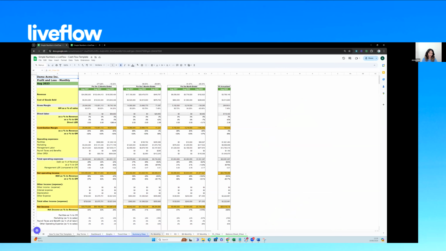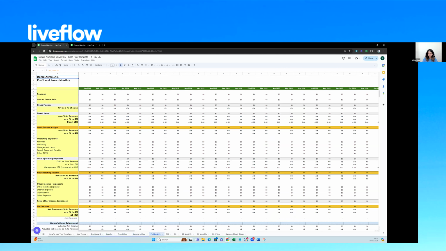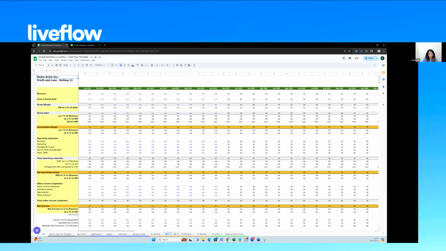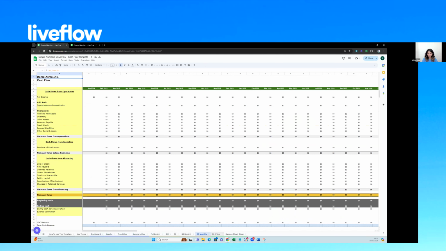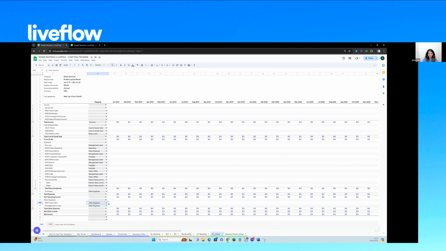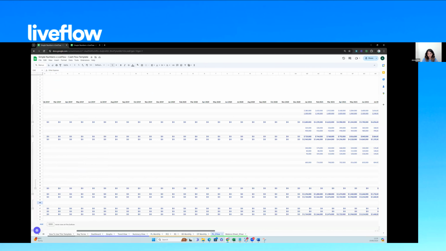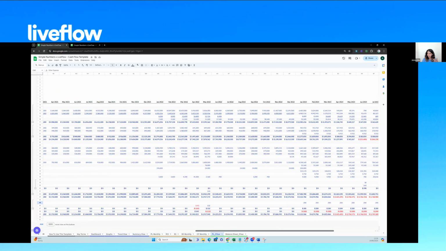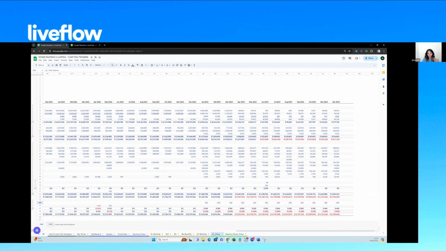But essentially what we have is just a simplified view of the P&L, balance sheet, and cash flow, as well as the same on a rolling 12 and rolling 3-month basis. And all of these are in turn being powered by live data that updates automatically when your QuickBooks updates. So you don't actually have to come in here each month and paste data again and again.